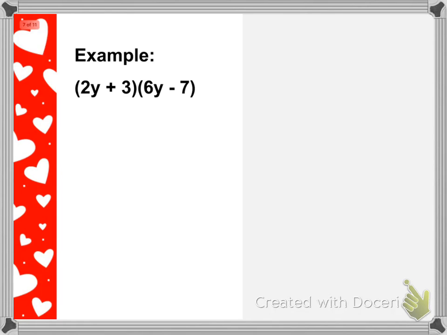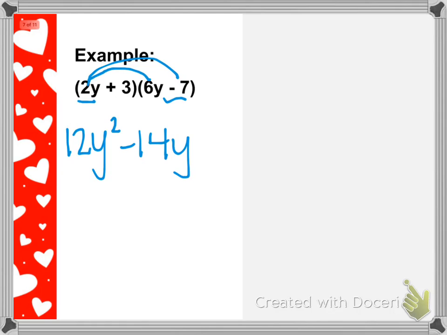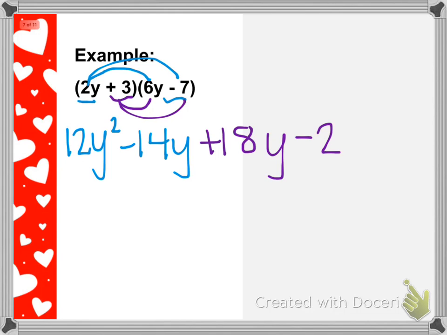The first term I have to distribute here is 2y. Remember to multiply the coefficients and add the exponents. So 2 times 6 is 12, and y is y squared. Then I distribute it to the next term. 2 times negative 7 is negative 14, and I just have a single y. Then I have to switch to my other term of 3 that I need to distribute. 3 times 6y is a positive 18y, and 3 times negative 7 is a negative 21.